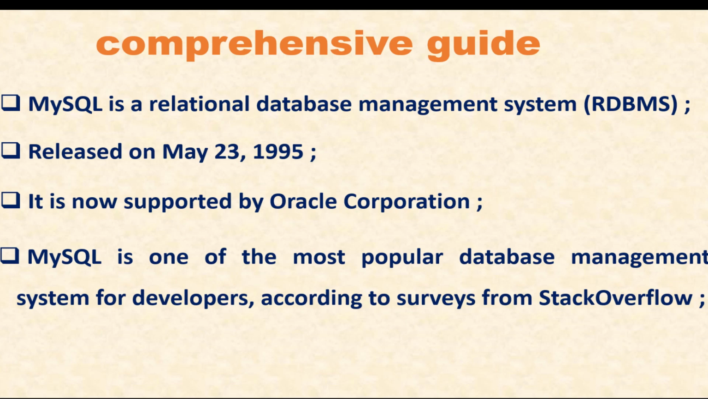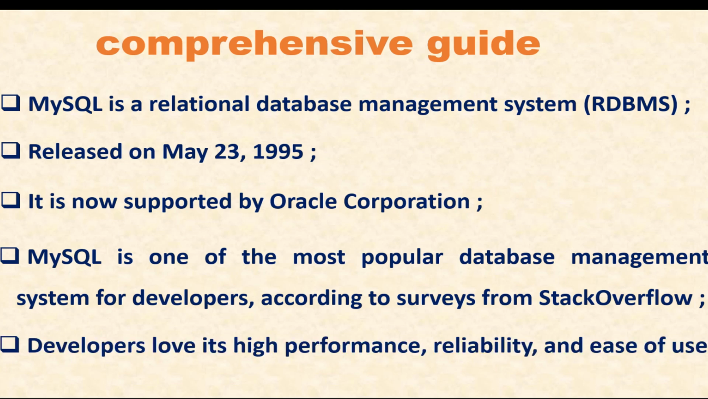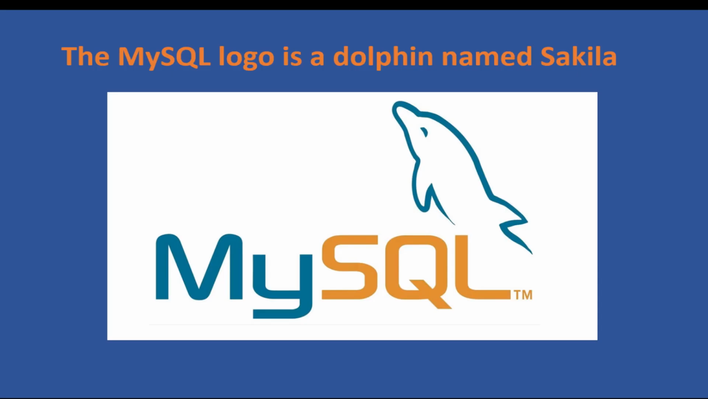MySQL is one of the most popular database management systems for developers, according to surveys from the Stack Overflow website. As of December 2023, the most popular database systems in the world were Oracle, MySQL, and Microsoft SQL Server, which rounded out the top three, although the database management industry contains some more large companies. Developers love its high performance, reliability, and ease of use. MySQL is so popular because of its consistent fast performance, its community version, which is free to use, its data security, and because it's open source, easy to use and flexible. As you can see, the MySQL logo is a dolphin named Sakila.